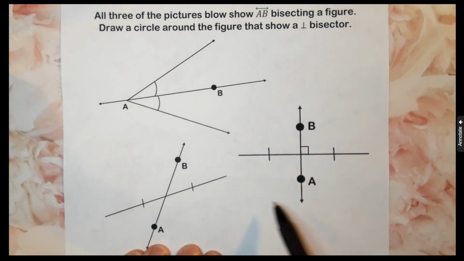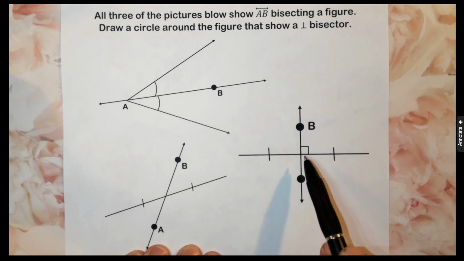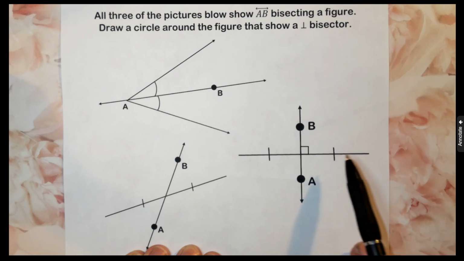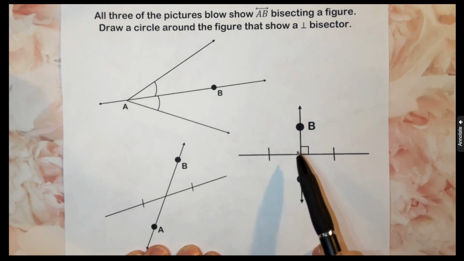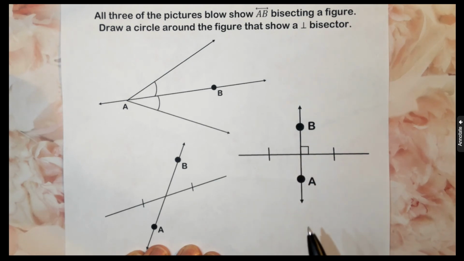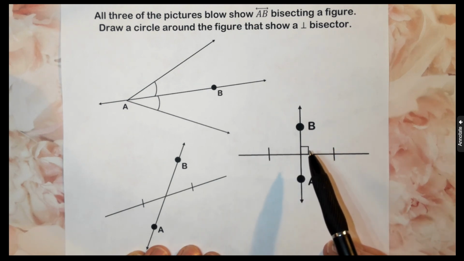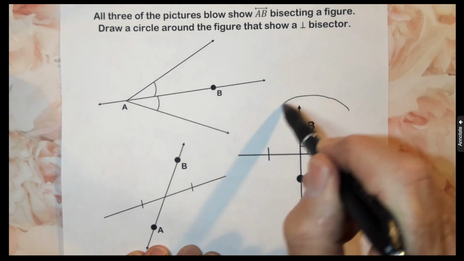And in this final picture here, we have line AB. We have the two marks that show that it is going through the midpoint, and from the middle to this end is the same as from the middle to that end. So it is a bisector, but this square is showing us that it is a perpendicular bisector. That is a 90-degree angle. So line AB intersects our given segment at its midpoint and forms a 90-degree angle, making it the perpendicular bisector.